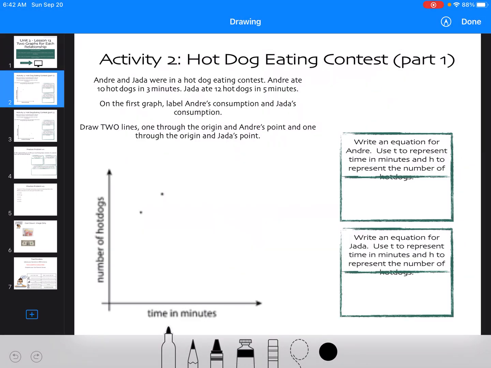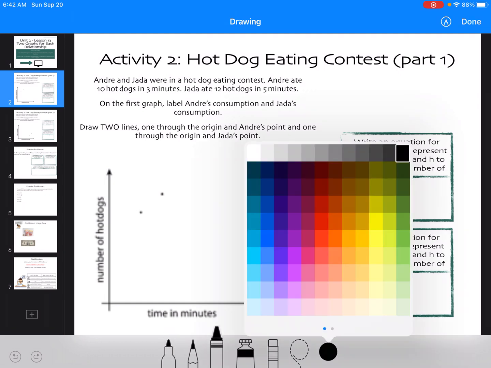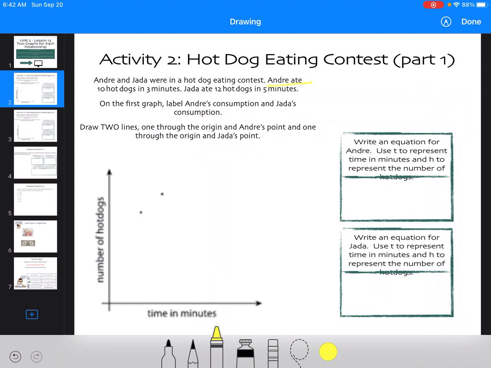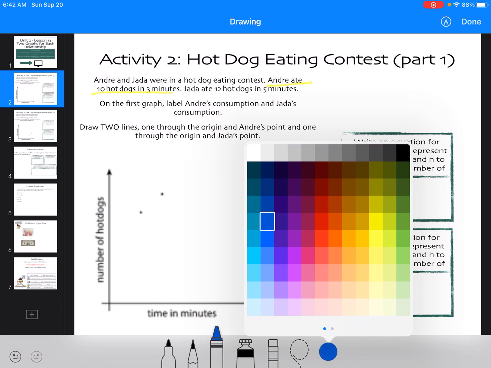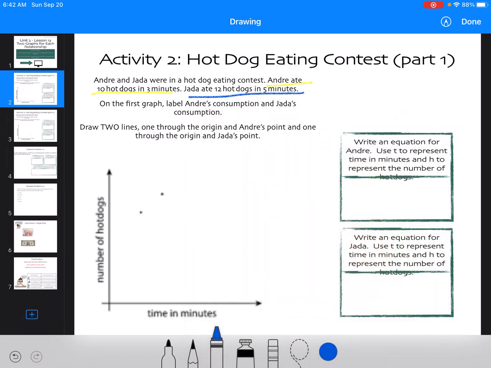So it says Andre and Jada were in a hot dog eating contest. Andre ate, this is the important part, Andre ate 10 hot dogs in 3 minutes. Jada ate 12 hot dogs in 5 minutes. On the first graph, label Andre's consumption and Jada's consumption. Draw two lines, one through the origin at Andre's point and one through the origin at Jada's point.